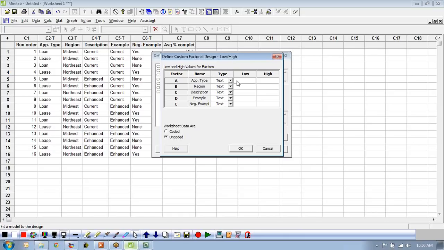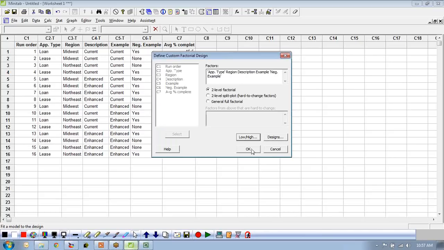So application type, the low would be, I believe it was, loan. High would be lease. Region would be, low would be Midwest. High would be Northeast. Description, low would be current. High would be enhanced. I want to spell it correctly. I want to use the same spelling that's in the file. Example would be current, and high would be enhanced, and negative example, none, and yes. Change that one there, not none, None. There we go. And click OK. And now we're ready to rumble.